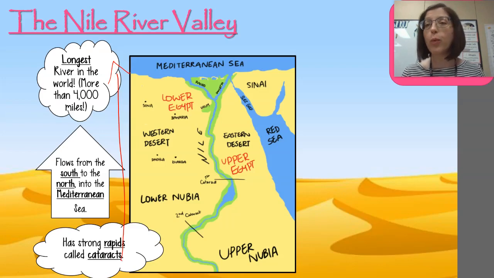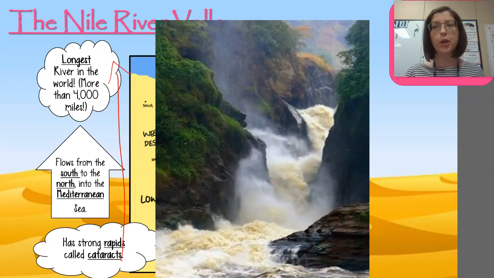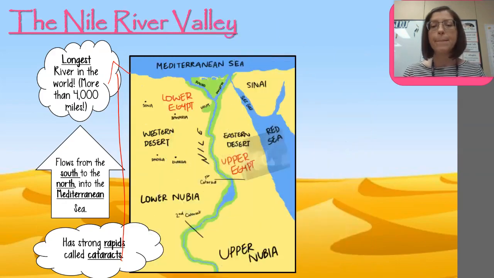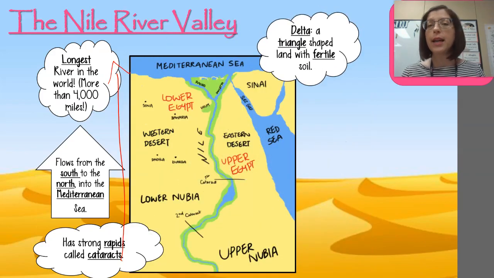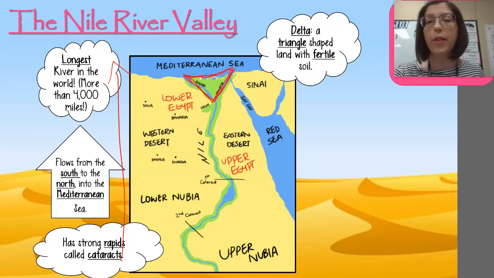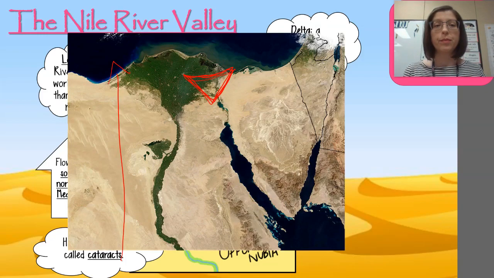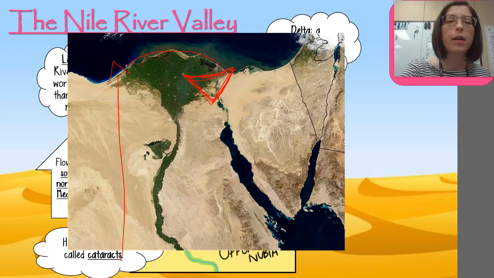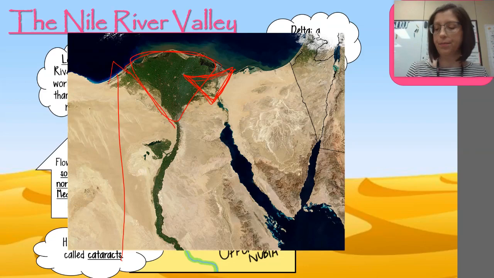It has strong rapids called cataracts. These are like very rapid, quick waterfalls. They can be very rough. Here is a very good picture of it. The delta is a triangle-shaped land with fertile soil. If you look right here, that is your delta. It is shaped like a triangle, and I want you guys to draw that. Shape that triangle. That is just a triangle shape of that fertile soil. Oh, look, there it is again. Triangle. Got it?